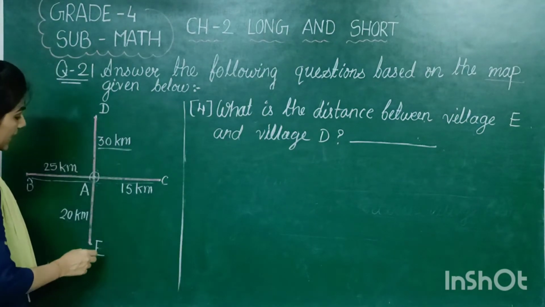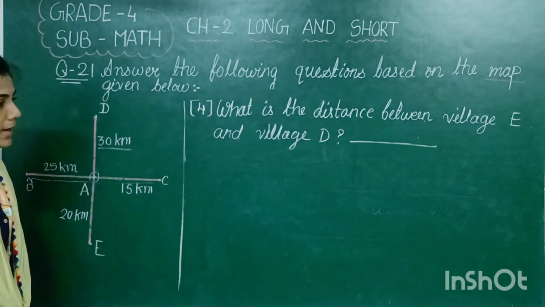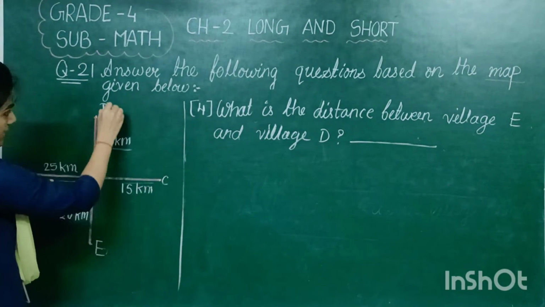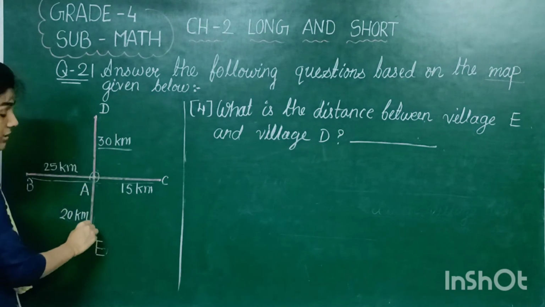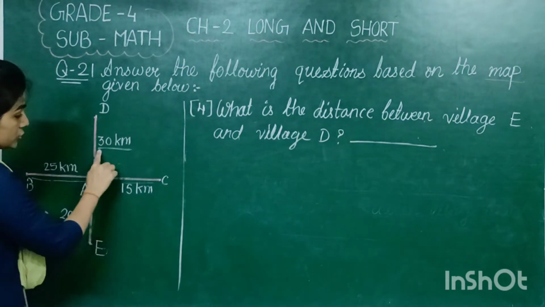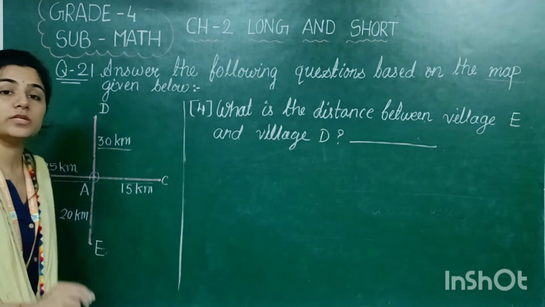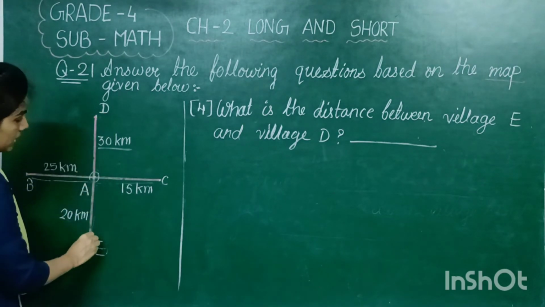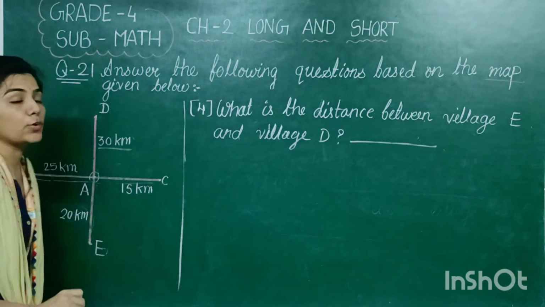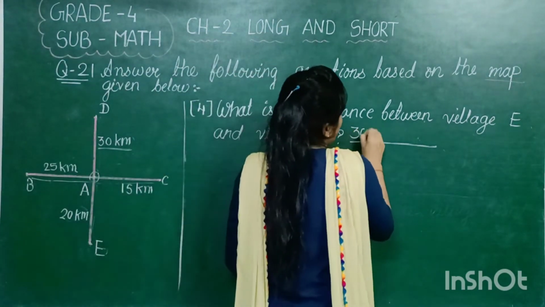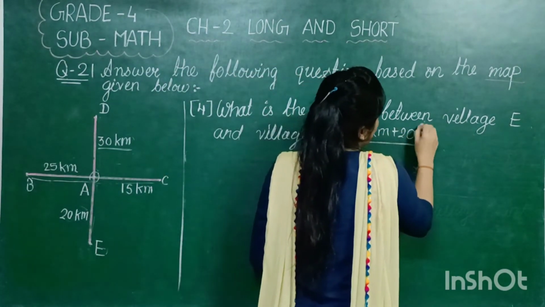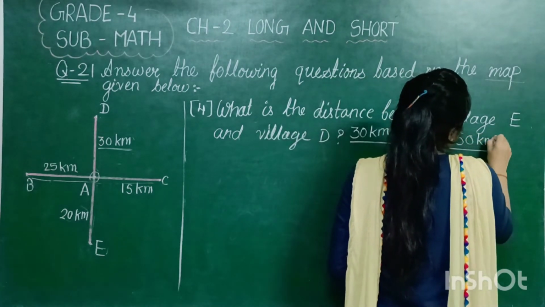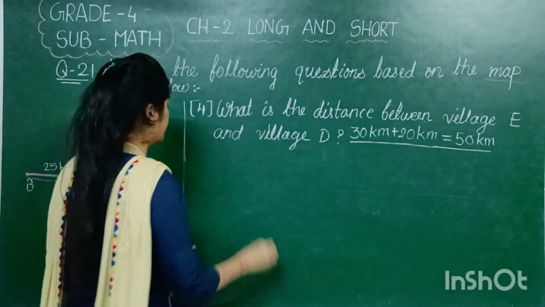Village E and village D, first of all we have to observe the map. Village D is located here and village E is located here. That means this whole distance we need to cover. Means we need to add two distances, A to D and A to E. So 30 kilometer plus 20 kilometer, it's a very simple addition. 50 kilometer is your answer for this fourth question.